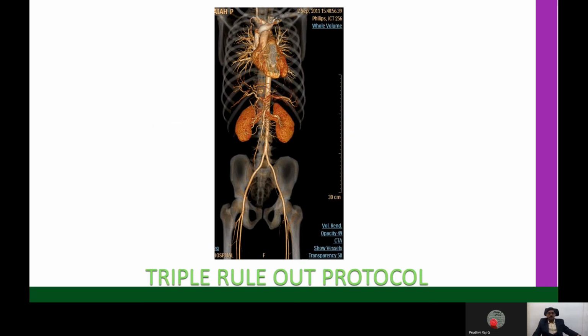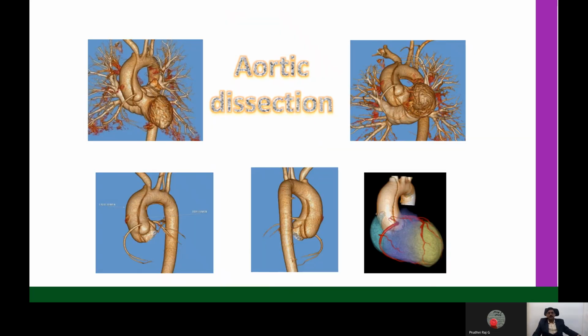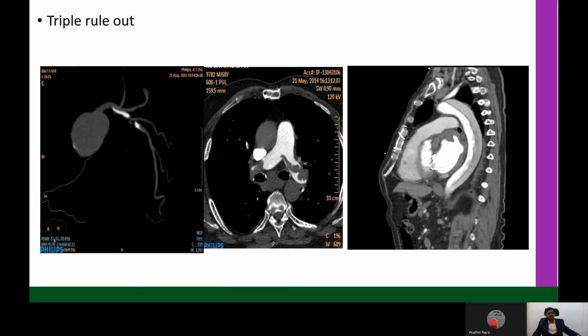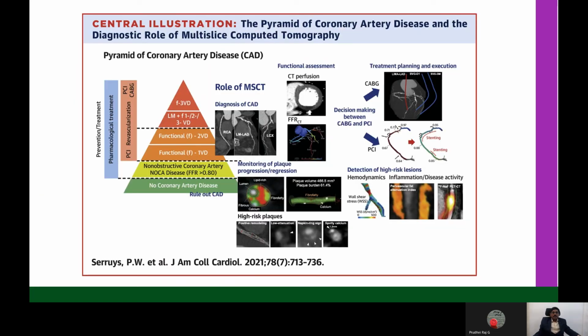So CTCA with a triple rule-out protocol identified pulmonary embolism in some of the patients. Ultimately, in the pyramid of coronary artery disease, you have the role of CTCA primarily in the diagnosis, and number 2 in the functional assessment by myocardial perfusion and FFR CT, and also in advising the treatment and planning the execution.